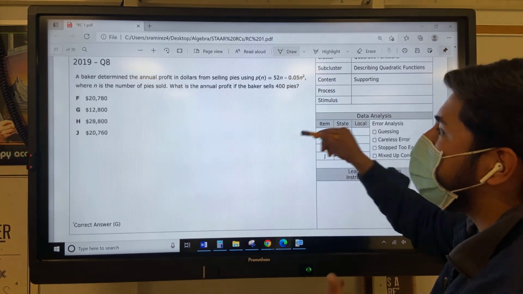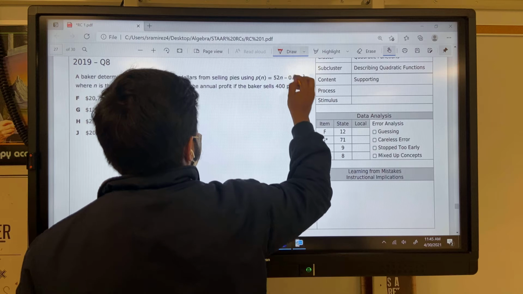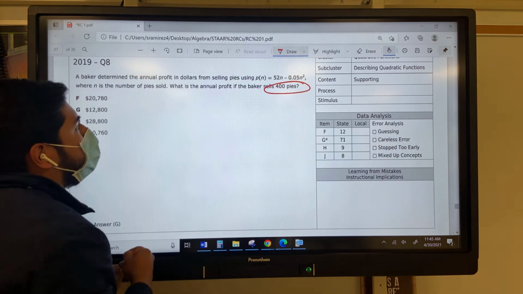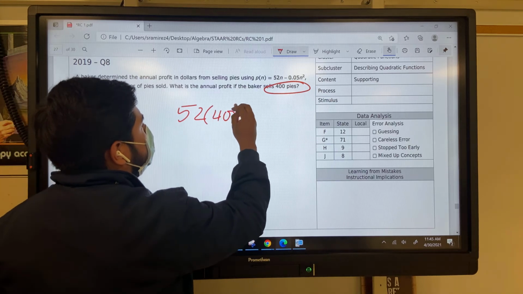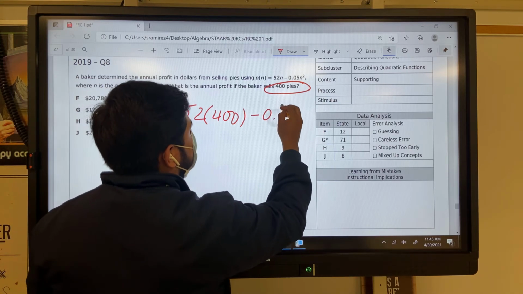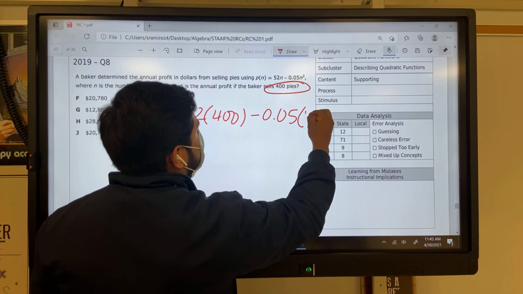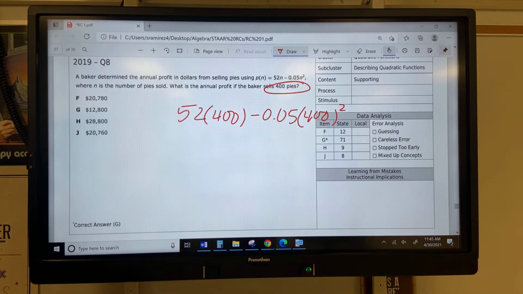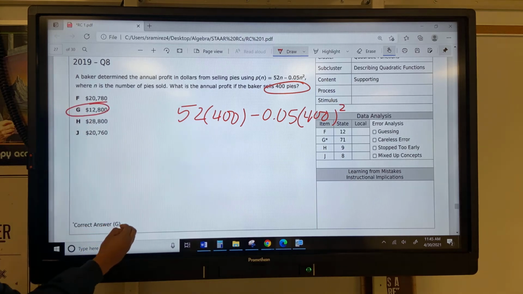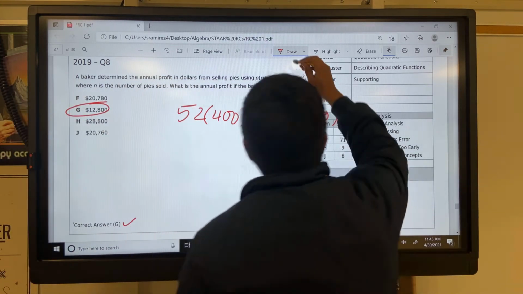Okay, this is input. All you're doing is putting in these numbers. 400, replace it for n. 52 times 400 minus 0.05 times 400 squared. Put that in your calculator. Check it out. The answer is G. Sorry, I don't want to waste any more of your time.